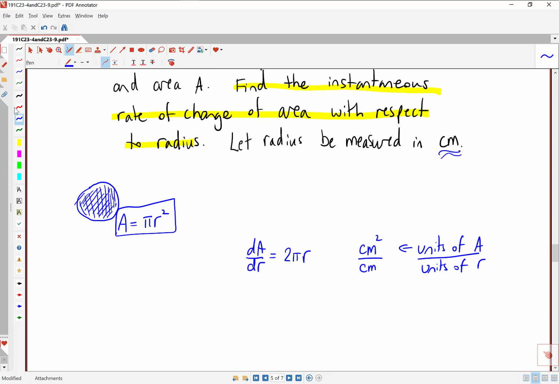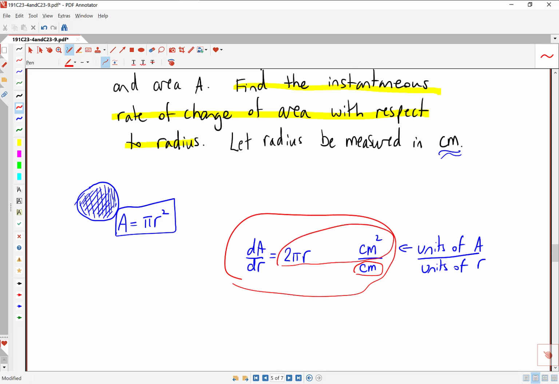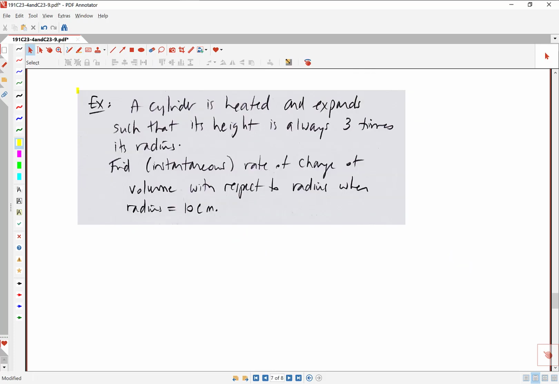This quantity here is the rate of change of area with respect to radius. So what this is saying is, if you make the radius 1 centimeter bigger, how much bigger is the area going to get? Well, it's going to increase by 2 pi r centimeters squared. So you really do want to read this as 2 pi r centimeters squared per centimeter. For every centimeter increase in the radius, you get this much increase in the area.